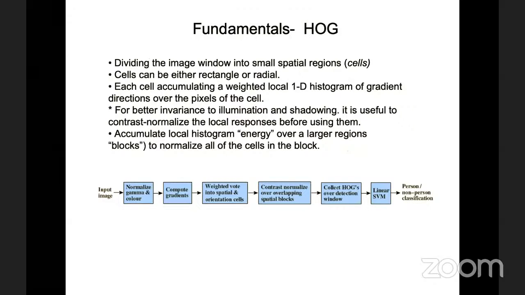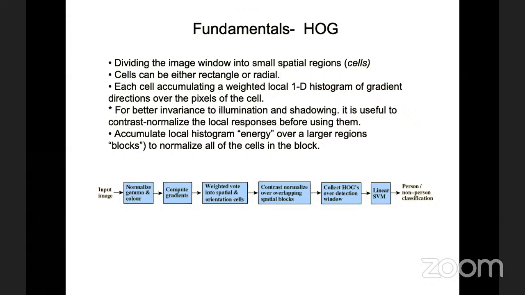HOG is one of the very important methods which became very popular, and there are, I think, 30-40 varieties of HOG available nowadays. You can divide the image into small spatial regions called cells, which can be rectangular or radial, depending upon you and your application. Each cell accumulates a weighted local one-dimensional histogram of gradients. If you want invariance to illumination and shadowing, then you have to normalize the contrast, etc. Get the local histogram energy to normalize all of the cells in the block.